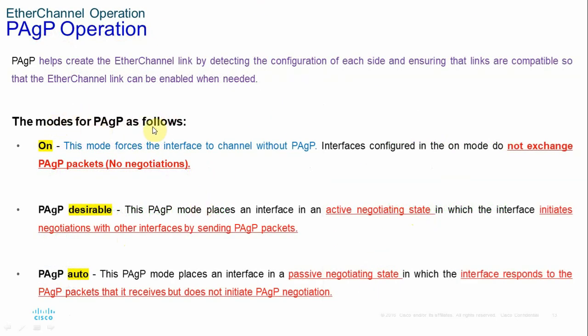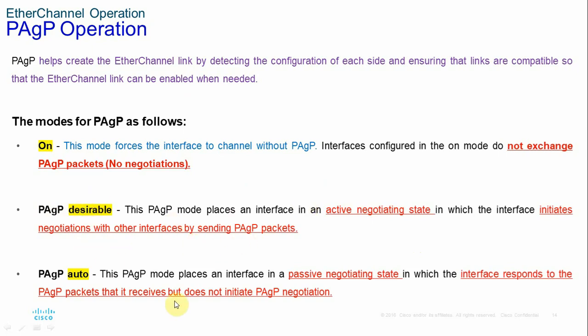So the modes for PAgP are as follows. On means both ports of the EtherChannel are on. On means no negotiation, and no PAgP packet is sent. Immediately this mode forces the two switches to be in an EtherChannel. PAgP desirable means this is an active negotiating state.